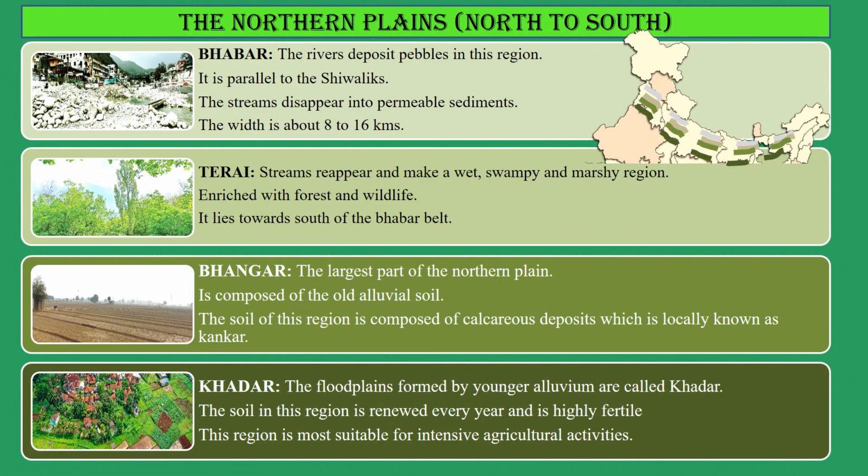From north to south, on the basis of difference in the relief features, we can divide the northern plains into 4 parts. These are Bhabar, Tarai, Bhangar and Khadar. Bhabar is the northernmost part of the plain where the rivers start their journey on the plain. So they deposit all the big boulders and pebbles in this region. This region is parallel to the Shivalik mountain ranges, and because of the boulders and the pebbles, the streams disappear in this region.